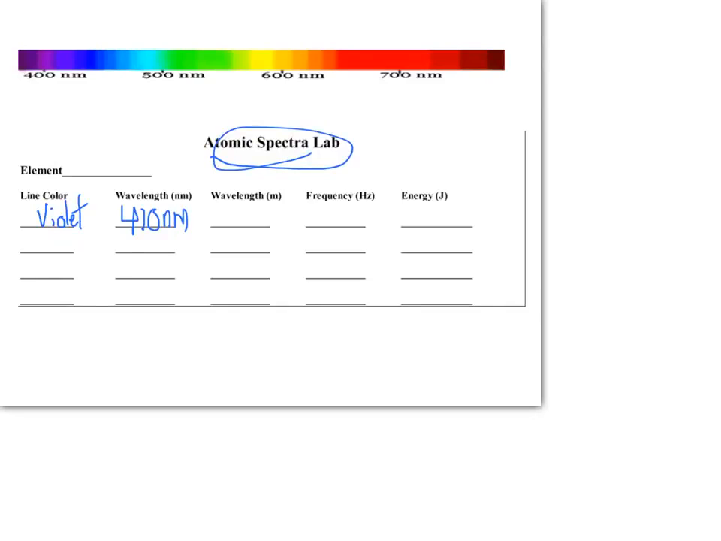So first, I have the wavelength in nanometers. I want to change it to meters. So remember back in chapter 3 when we did our metric conversions. That's what we're going to do here. I'm going to start with what I have, 410 nanometers, and multiply by a conversion factor.